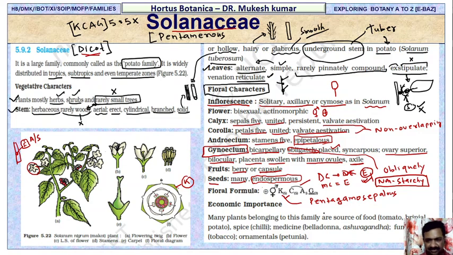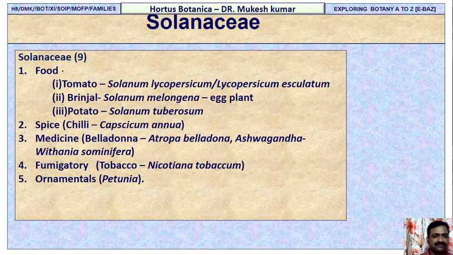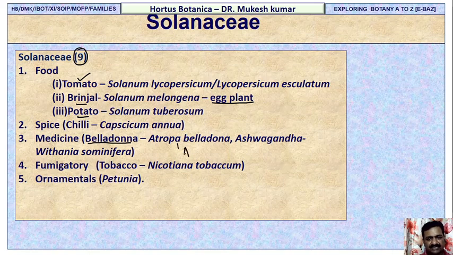Now let's see the economic importance. Here we have a total of 9 uses. First, food: you have to make curry of potato, tomato, and brinjal. Tomato is Solanum lycopersicum, brinjal is Solanum melongena, also called eggplant, and potato is Solanum tuberosum. Chili is Capsicum annuum. Then belladonna, a medicine, Atropa belladonna, and the name of the medicine is atropine, which is available in the market.